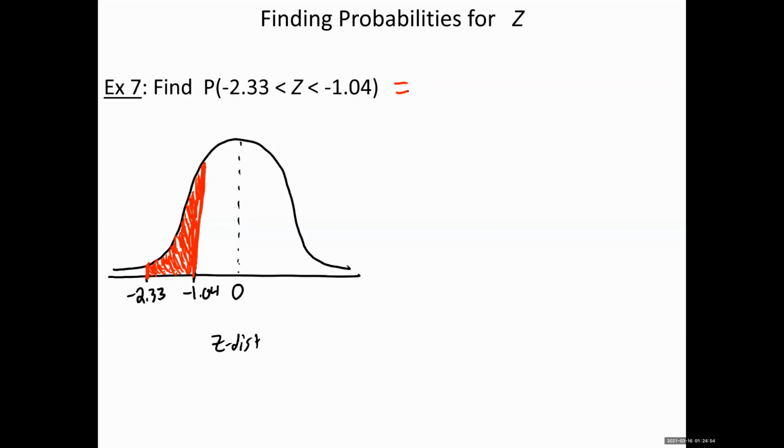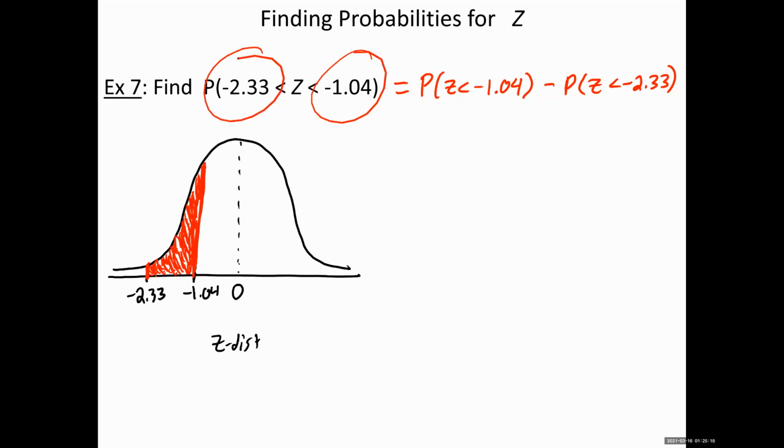Would it be P open parentheses Z less than negative 1.04? Right. Keep going. And then minus P open parentheses Z less than negative 2.33. Right. So once again, memorize it as probability z less than this minus probability z less than this. Make sure you also put it in the right order. So the negative 1.04 has to be written first before this. Okay. Probability z less than the number you see on the right minus probability z less than the number you see on the left.